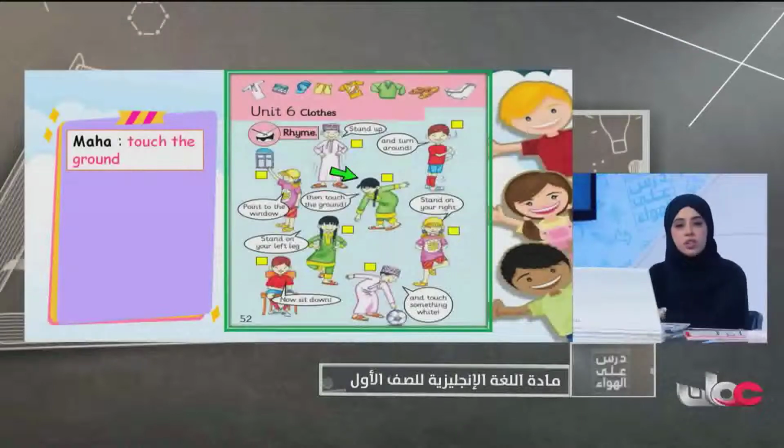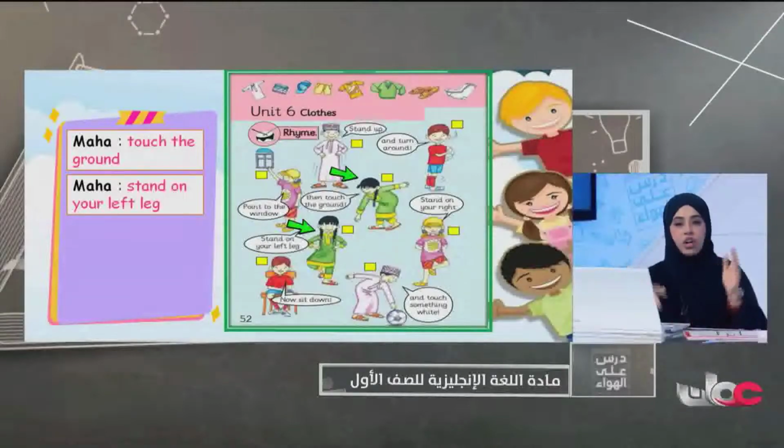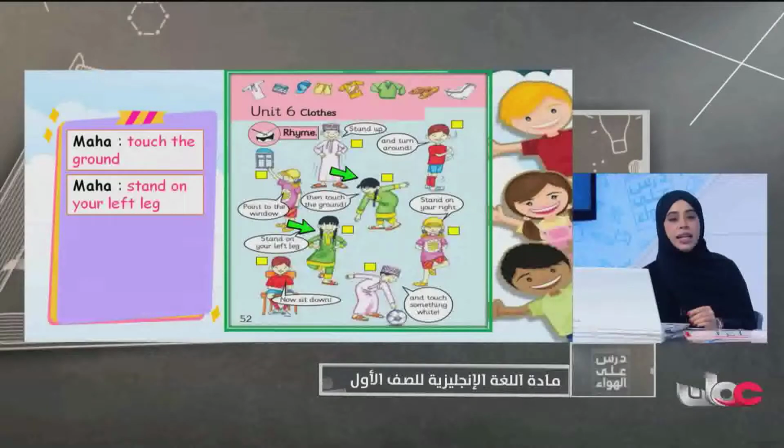Touch the ground. Now, the second thing that Maha is doing is, can you look at her? What is she doing? Very good, she is standing on her left leg. So we have a right hand and a left hand, a right leg and a left leg. Maha is standing on her left leg. Very good job. Can you please do that like Maha? I want you right now to stand on your left leg. Very good. Excellent student. You've done a great job.